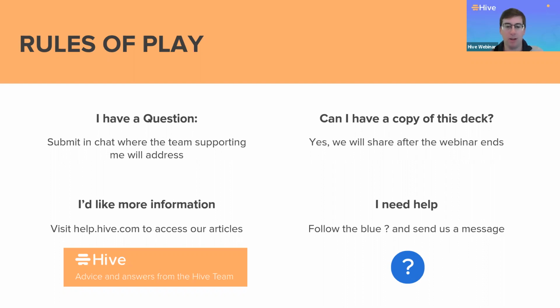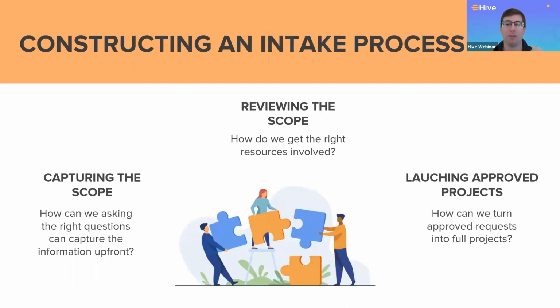So with that, let's jump into constructing an intake process. Before we begin too much, let's level set on what we mean when we talk about an intake process. It's just a process to review and approve new project requests. At a high level, it's that simple. So, getting the ideas for the new request, how do you go about creating a process for that, making sure that process gets everybody involved who needs to approve and review it. And then ultimately, how do you take those requests and convert them into full projects?